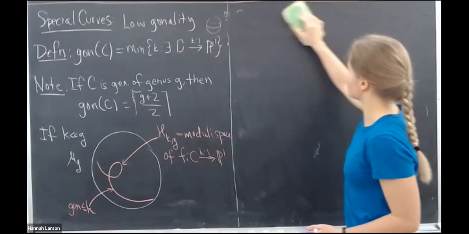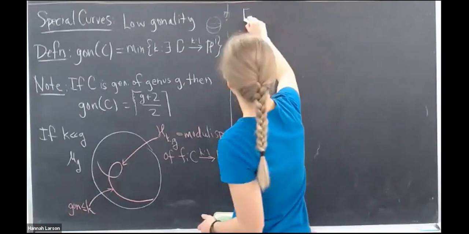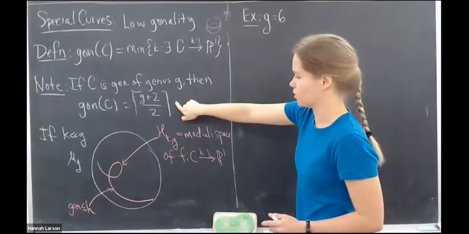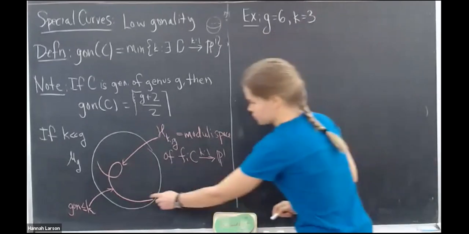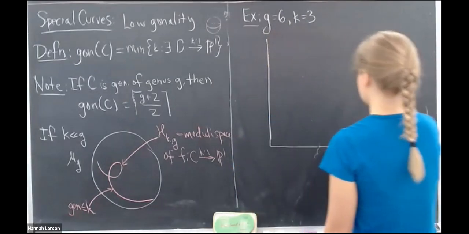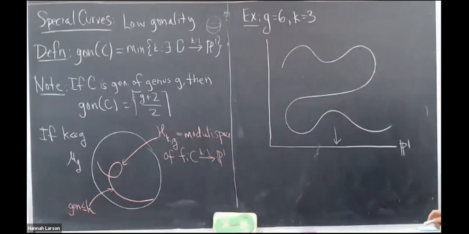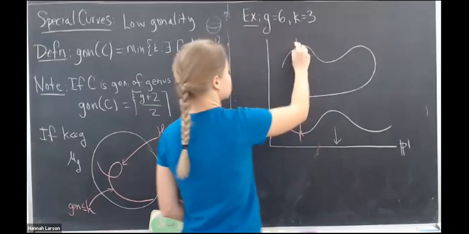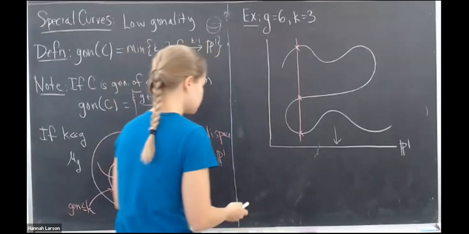So now let me give you an example of one of these special curves where the Brill-Noether theorem fails. So let's consider curves of genus 6, which in general would have gonality 4, but if I look instead at curves of gonality 3, we'll see something interesting happen. So here's my picture of a degree 3 cover of P^1. And I'm going to mark here in pink, this means that I have some degree 3 line bundle with at least two global sections.